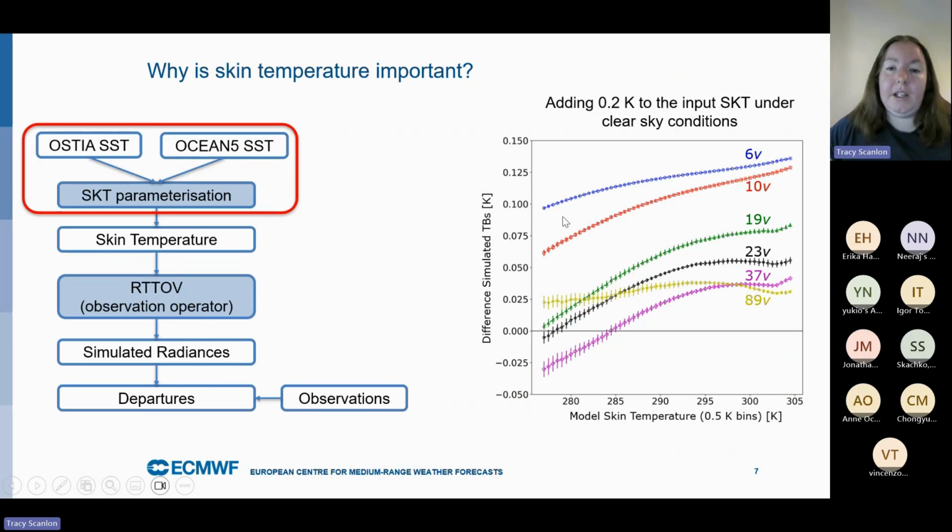Here I'm showing the difference in the simulated brightness temperature if we add this 0.2 Kelvin to the skin temperature, and this is all under clear sky conditions to avoid any other factors coming in. I'm showing this as a function of the skin temperature, so that we can see that for the 6 and 10 gigahertz channels, we really see quite a large increase due to this small amount of error, we could call it, in the skin temperature. This really drives our reasoning for wanting to improve these. Even if we didn't then use the information in the coupled system, we'd still want to improve our simulated radiances as much as possible to try and drive down the errors in those and reduce the departures. Because the departures are what basically drive the data assimilation and provide the initial conditions for the forecast.